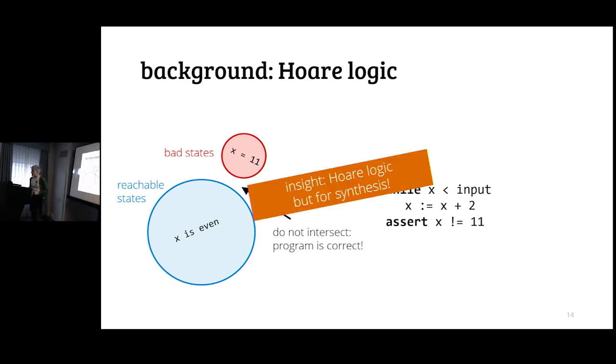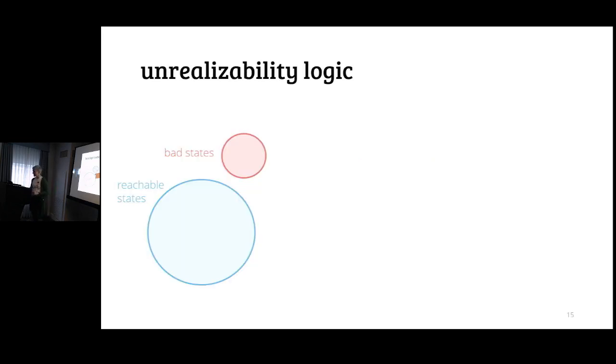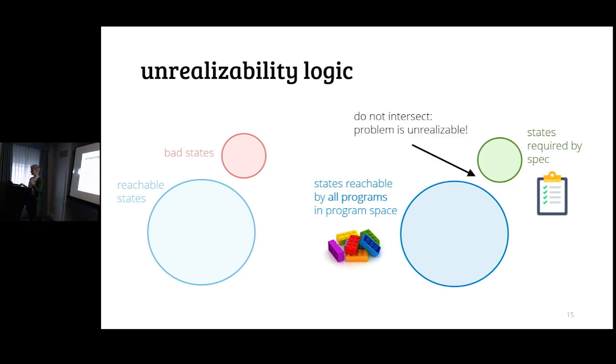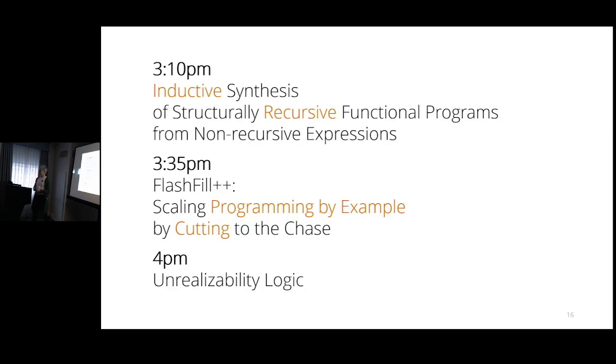Okay, program's correct. So the insight behind this paper is, let's do the same, but for synthesis. And what do I mean by that? Well, instead of a set of reachable states of one program, let's compute or over-approximate the states that are reachable by all programs in your program space. Then let's also look at the states that your spec wants you to end up in, right? And then if we can prove that these two don't intersect, then we can show that the synthesis problem is unrealizable. That's it.